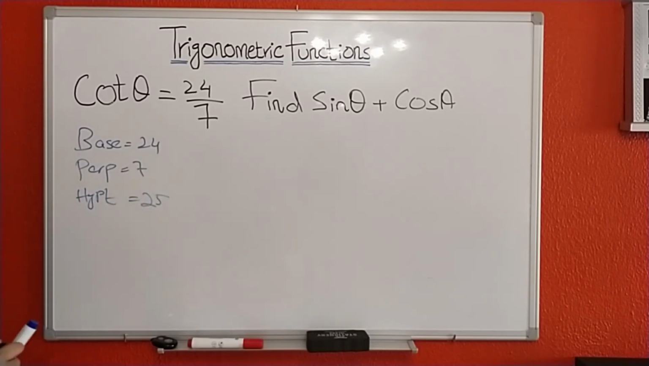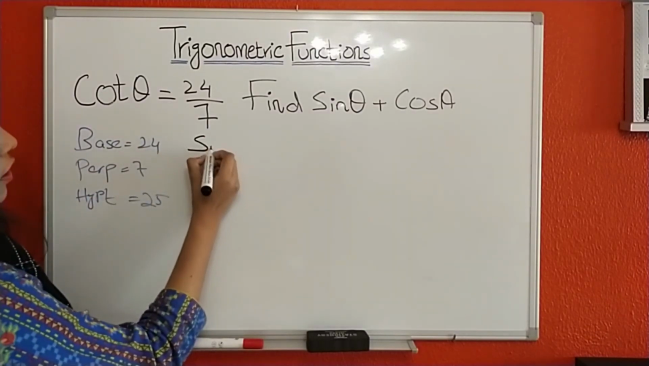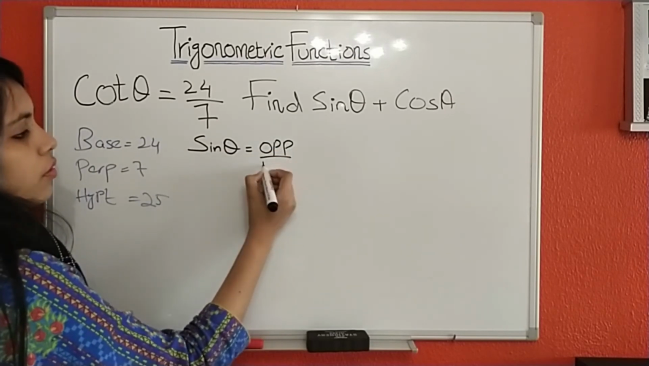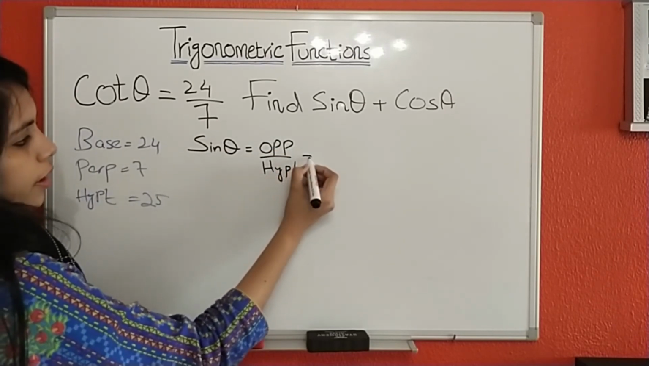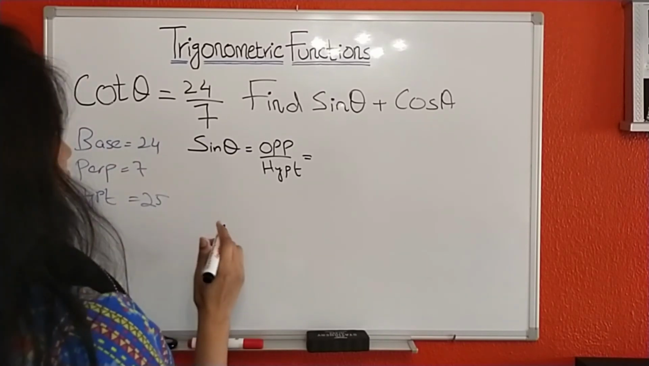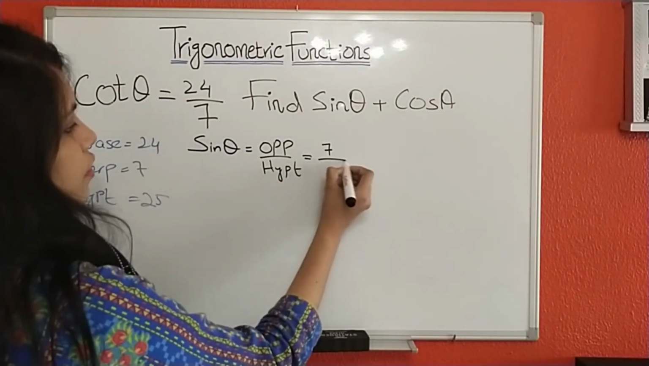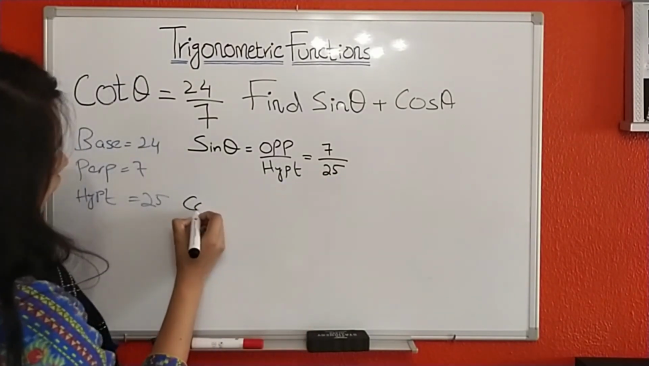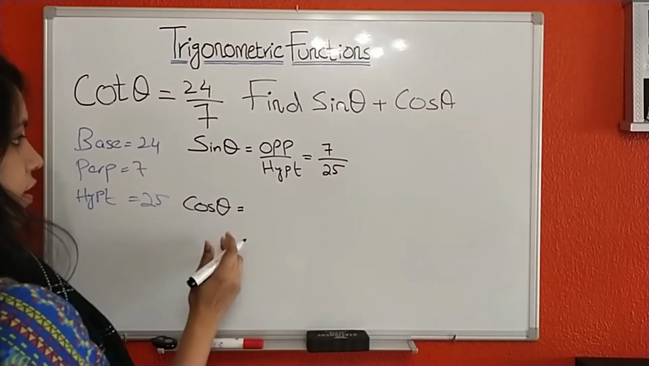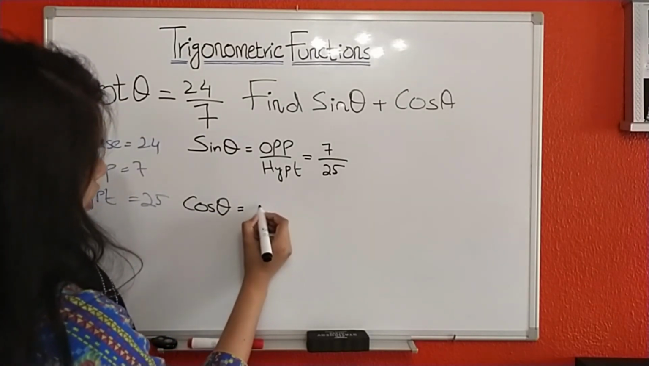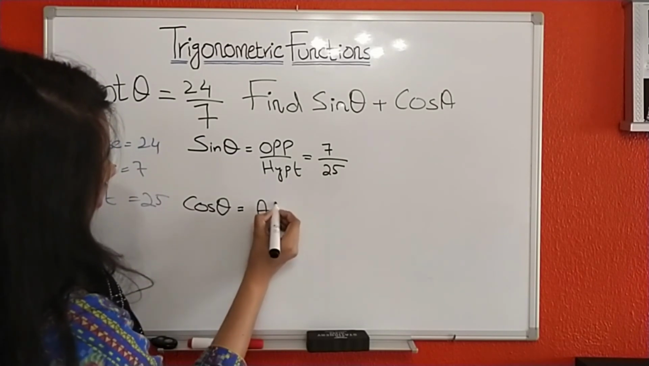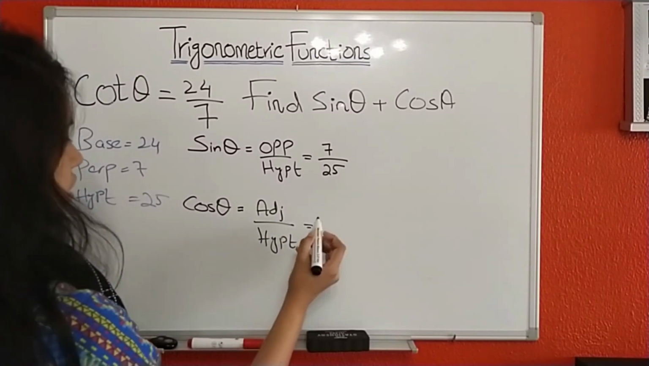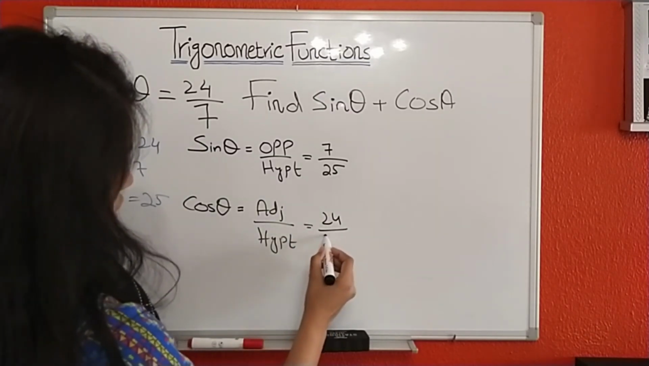Now I am finding the value of sine theta. So sine theta is equal to opposite upon hypotenuse or perpendicular upon hypotenuse. So the value of sine theta is 7 over 25. Okay, now I am finding the value of cos theta. Cos theta is equal to base or adjacent upon hypotenuse. So the value of cos theta is 24 upon 25.